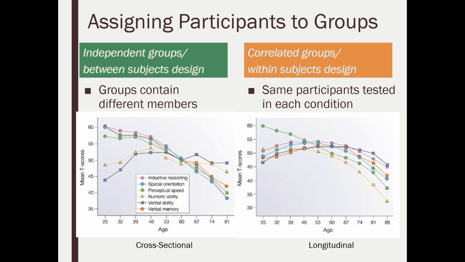And now you'll notice a significantly different pattern for most of the categories. Interestingly, the perceptual speed, the green dots, is the one thing that continues to significantly decline from 25 to 81, very smoothly. There's a loss of speed.